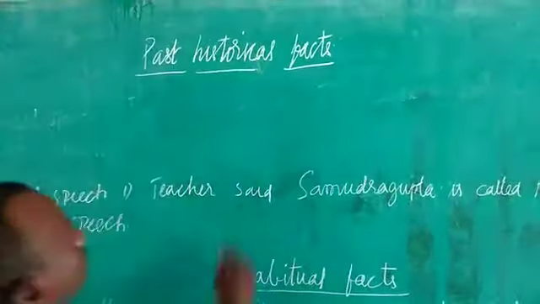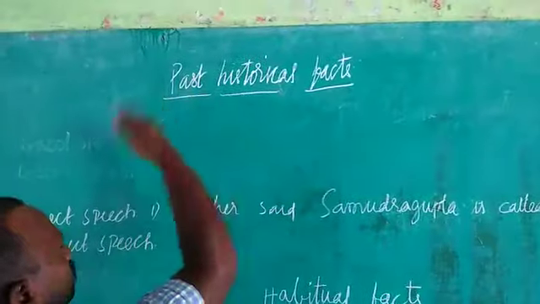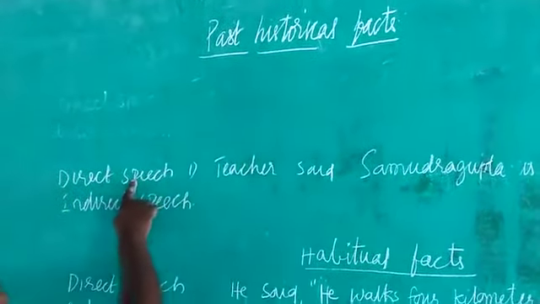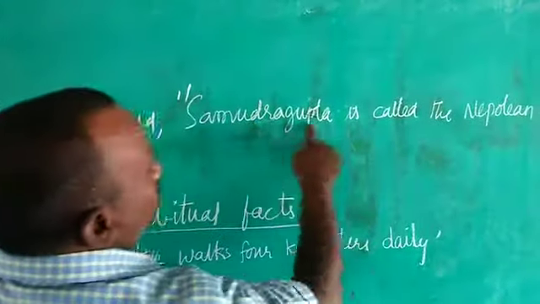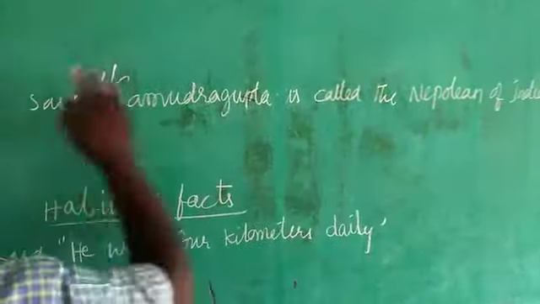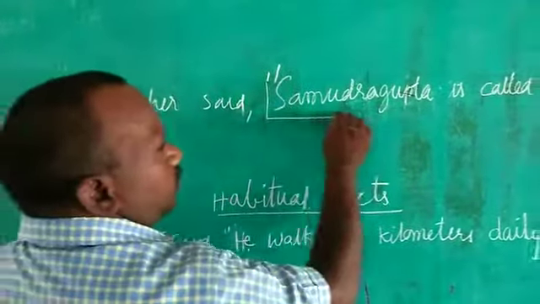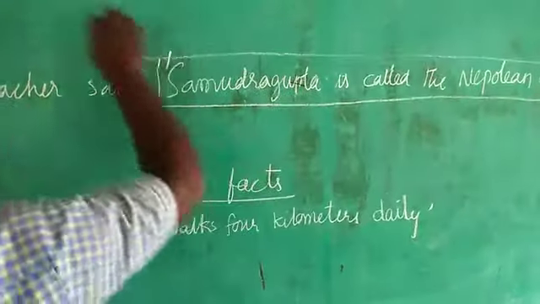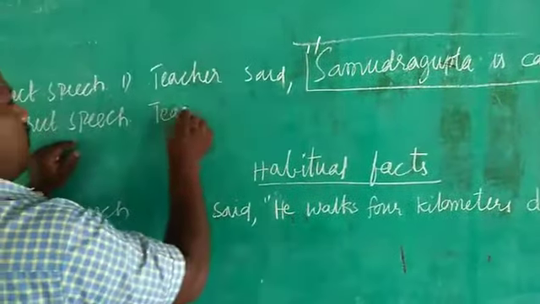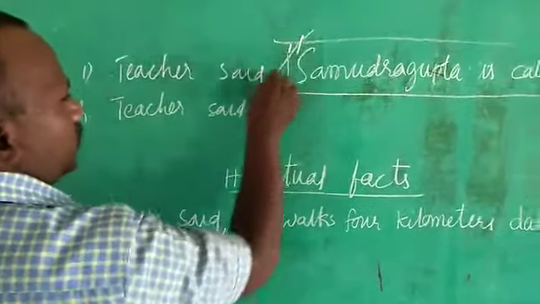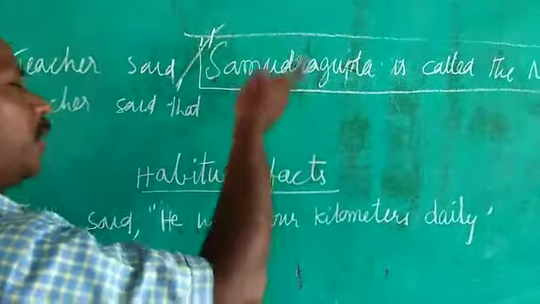Now, past historical facts. Past means already past, historical means about history and truths. We'll talk about the truths which are in the past. If the sentence is given in direct speech, like the teacher said, "Samudragupta is called the Napoleon of India." It is in direct speech. Now we want to change it into indirect speech. It is a past historical fact. When you are changing it into indirect speech, teacher said, to remove these quotations, you take that. Here capital letter is there. We write capital letter because it is a proper noun. Proper nouns will be all the time in capital letter.